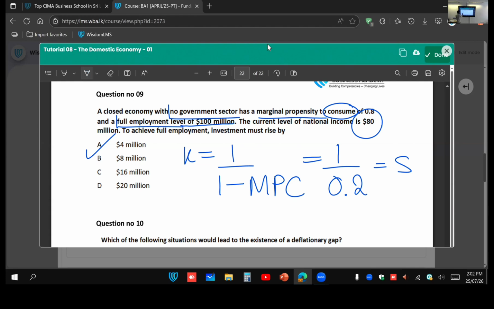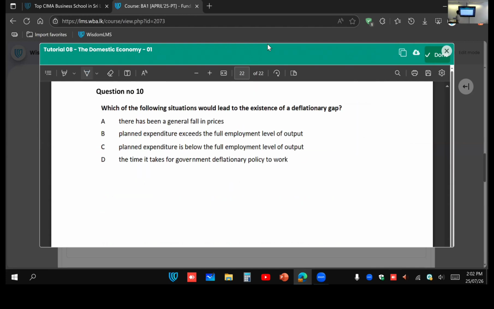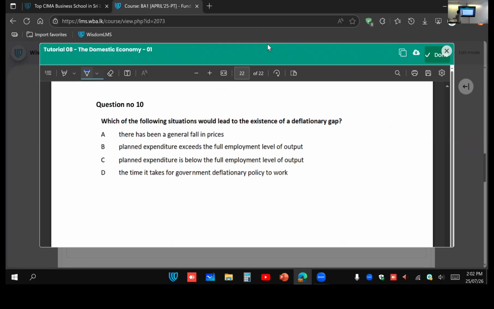Okay. Question number 10. Which of the following situations would lead to the existence of a deflationary gap? Deflationary gap we didn't discuss. Leave that question, guys. I didn't discuss the deflationary gap yet. Leave it. So we shall move on to the next part.